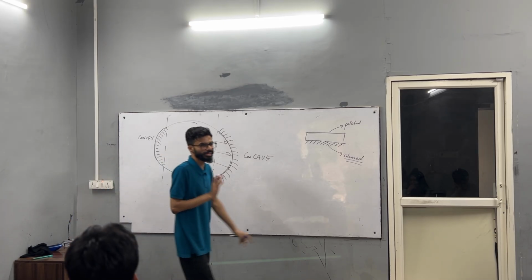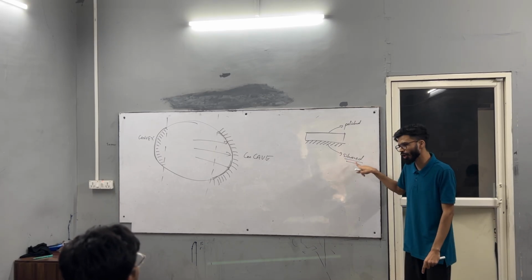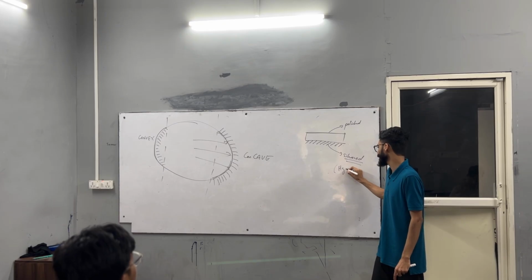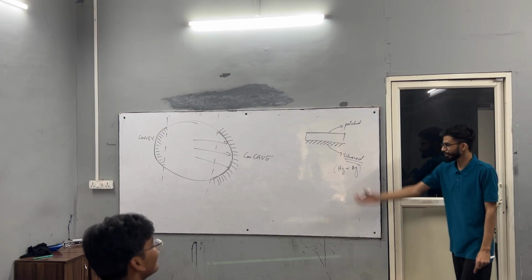To make a mirror, I need to polish one side, I need to silver the other side. What chemical is used here? Silver and mercury. Mercury or silver. Fair enough? Please note the answers.